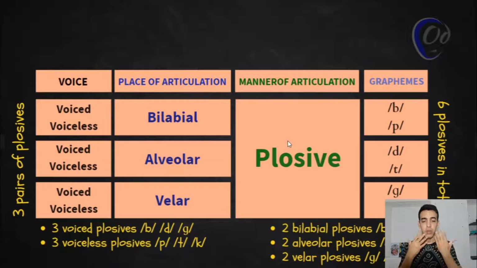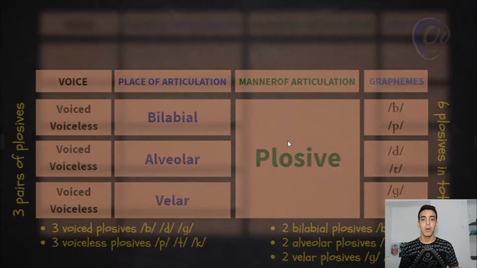Touch your body, recognize your body, and then recognize the movements, the phenomena happening when you speak. Vibration, no vibration, plosion, what parts are being touched in this sound, and other things. So three pairs of plosives, six plosives in total, and group them, please. This will help you a lot. Okay, so let's go on.